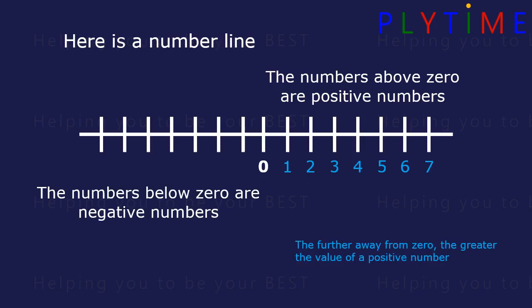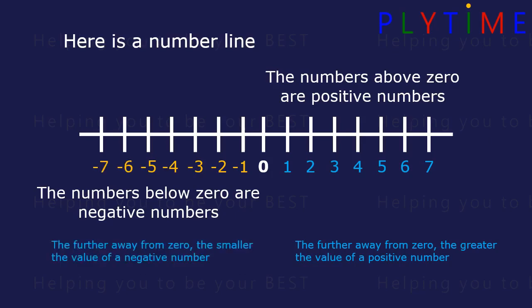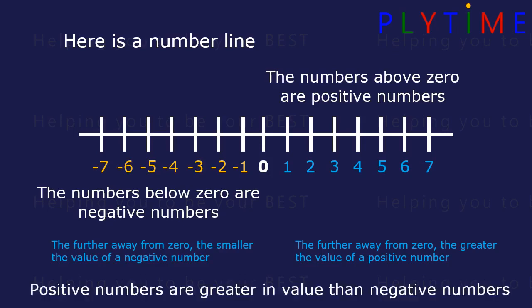The numbers below 0 are negative numbers. Here from -1 to -7. And the further away from 0, the smaller the value of the negative number. Positive numbers are greater in value than negative numbers.